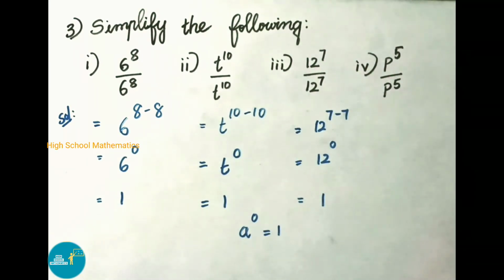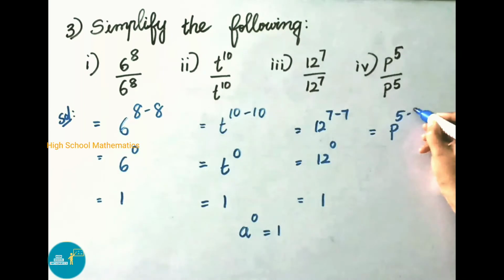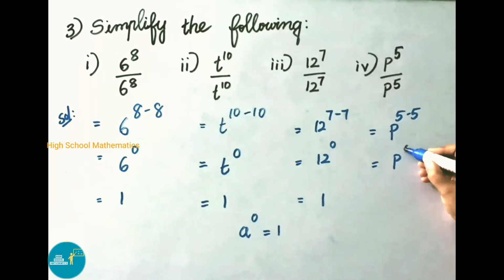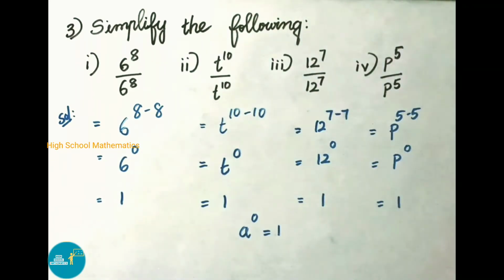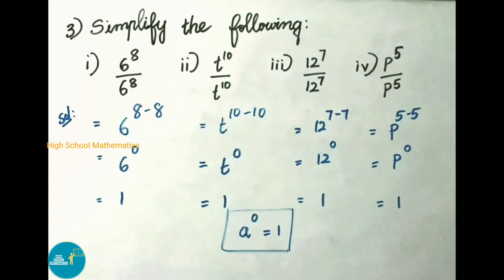See now fourth one p power 5 by p power 5. That equals to p power 5 minus 5. That equals to p power 5 minus 5 is 0. That equals to p power 0 means 1. So all these sums we have solved by using this formula a power 0 equals to 1.